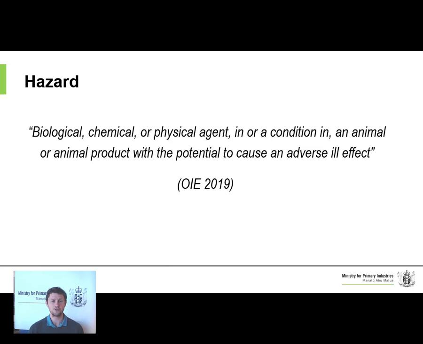So countries around the world, for example, are looking at the biological agent of African swine fever in pork products and asking the question, does this actually have the potential to cause an adverse ill effect on a human or an animal? If so, how do we manage those specific hazards? That's a very timely example of the kinds of discussions that are taking place internationally at the current time.